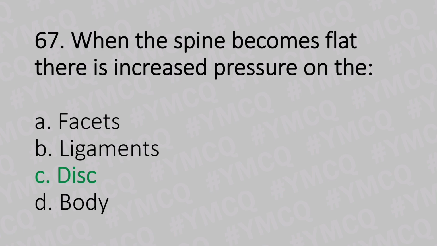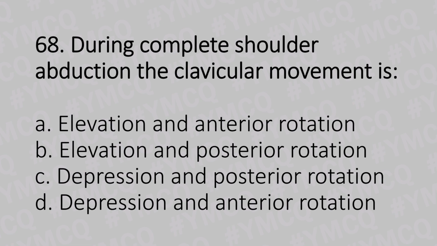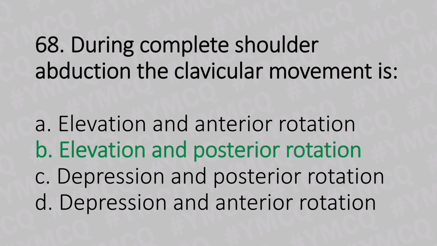Moving to our 68th question. During complete shoulder abduction, the clavicular movement is Option A, elevation and anterior rotation. Option B, elevation and posterior rotation. Option C, depression and posterior rotation. Option D, depression and posterior rotation. And the answer is Option B, elevation and posterior rotation.